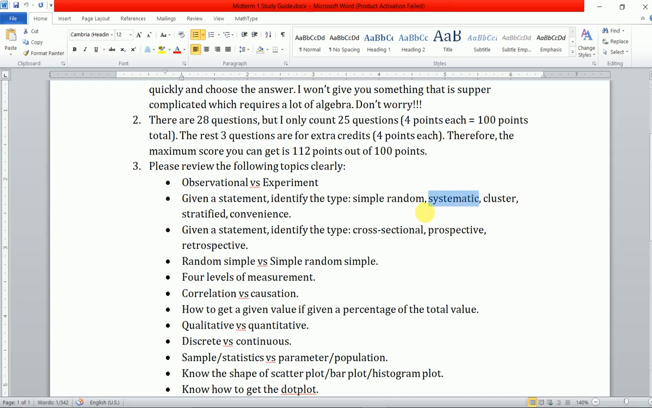Okay. Now, what is cluster? Cluster is from a population, I divide the whole thing into small sections. Now, those small sections I pick randomly. So, from a large population, I pick randomly one person from a small section that I divided before.